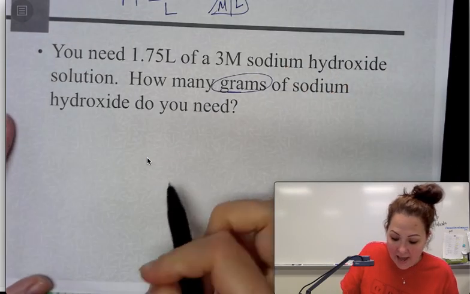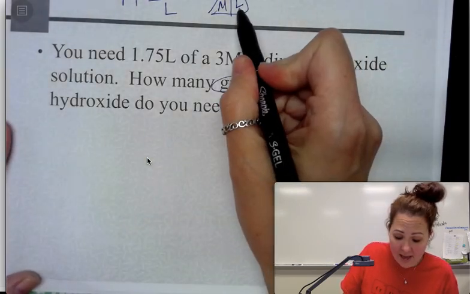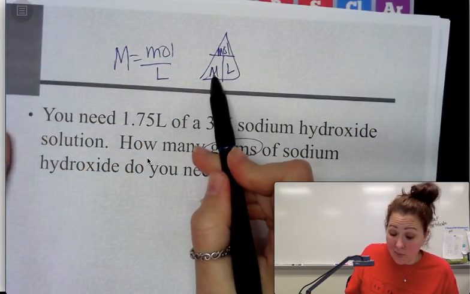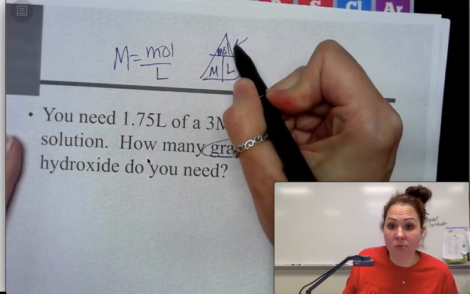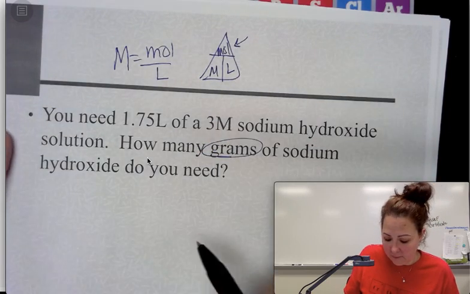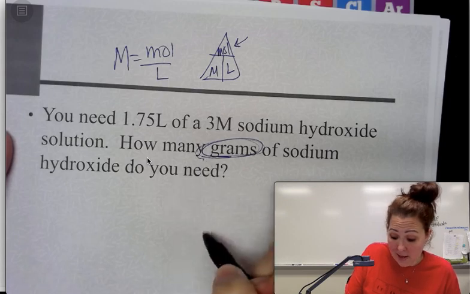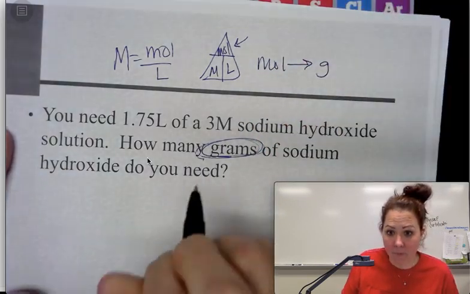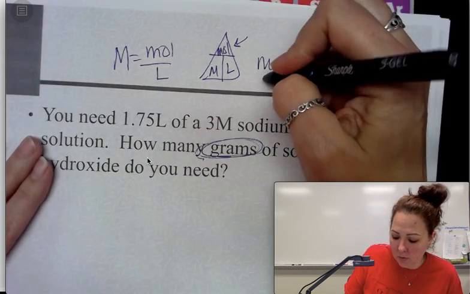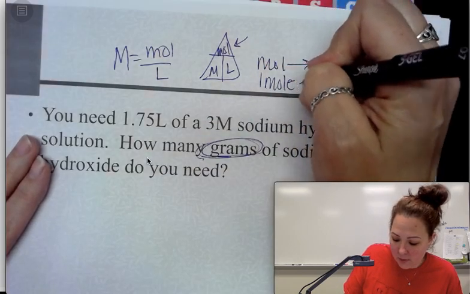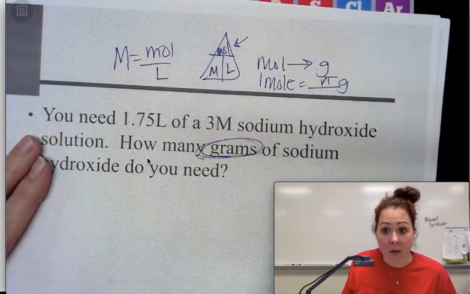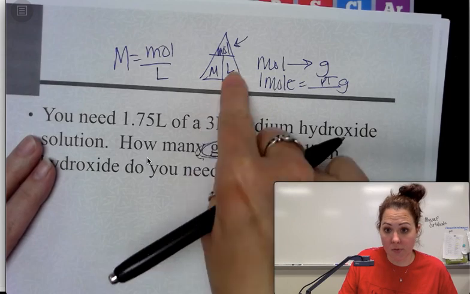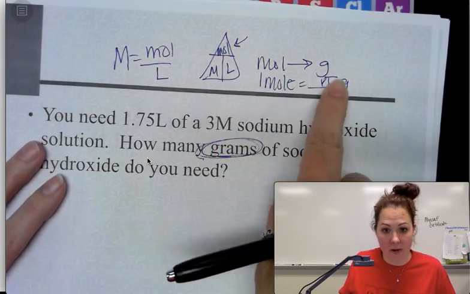So on this one, I have my liters, I have the big M. When I have liters and I have big M, the only thing that I can solve for is moles. Now the question's asking for grams. Once I have moles, I can take that to grams by using a conversion factor. The conversion factor that I need is 1 mole is equal to however many grams there are from the periodic table. So my first step, use these two to get the moles. Then I can get grams from there.